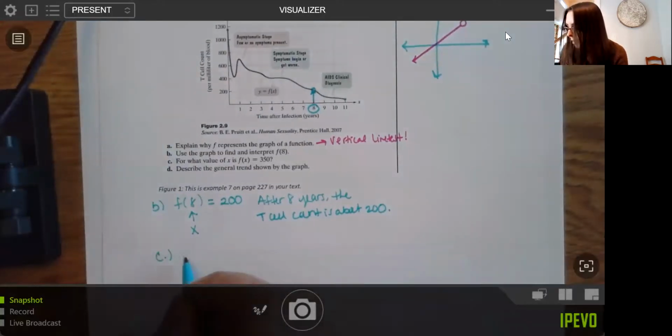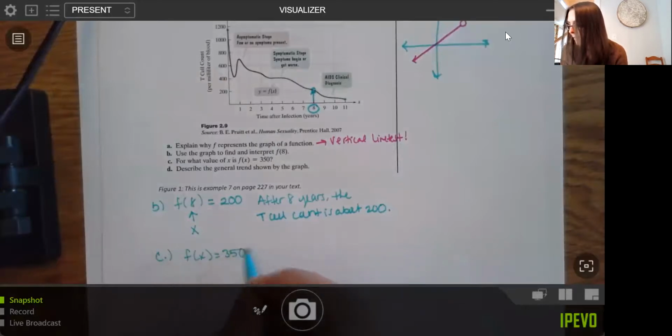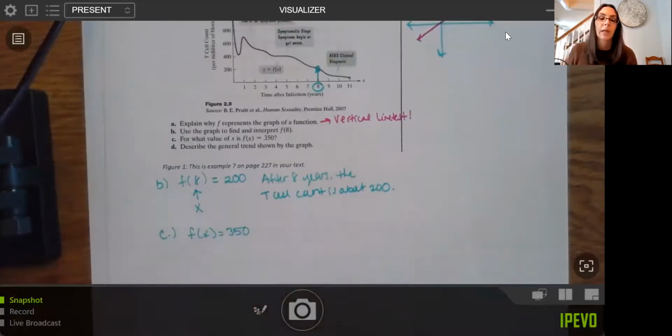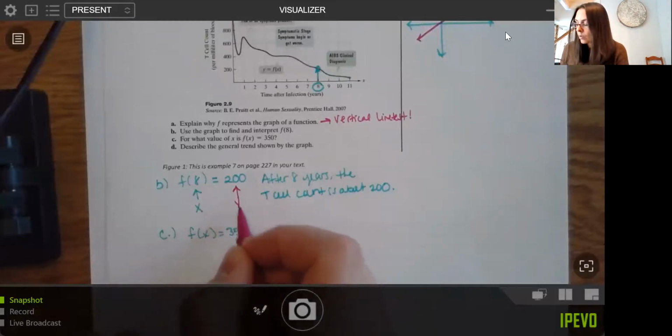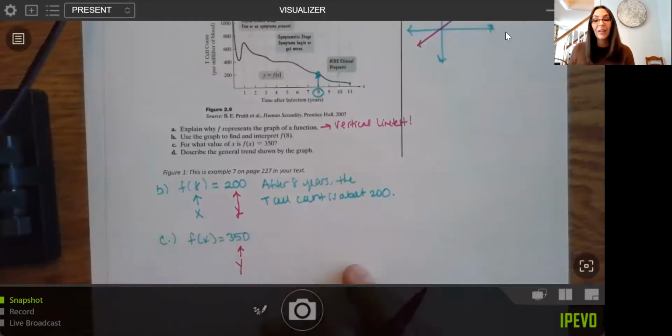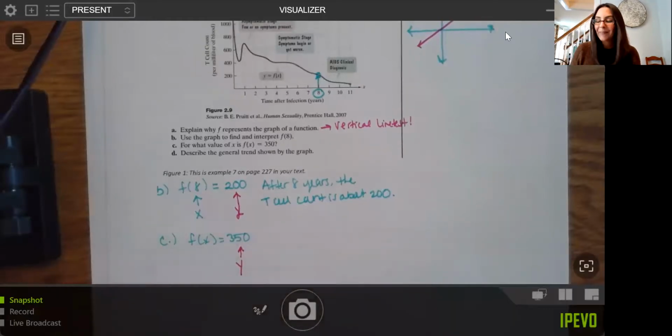Now I like C as well. C is a little bit different. We haven't seen something like this yet. And it says f of x equals 300. Now in this case, you're not given the x value. Remember that your outputs are always your y's, right? So this time you're being given the y value instead, and you're going to work backwards to the x.